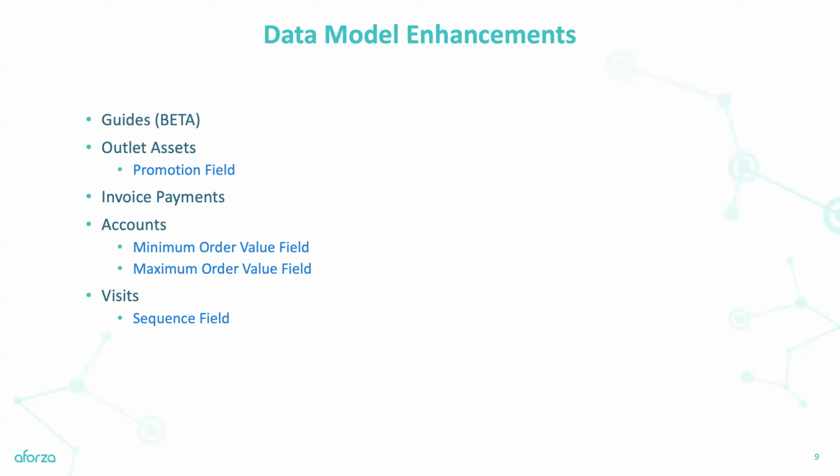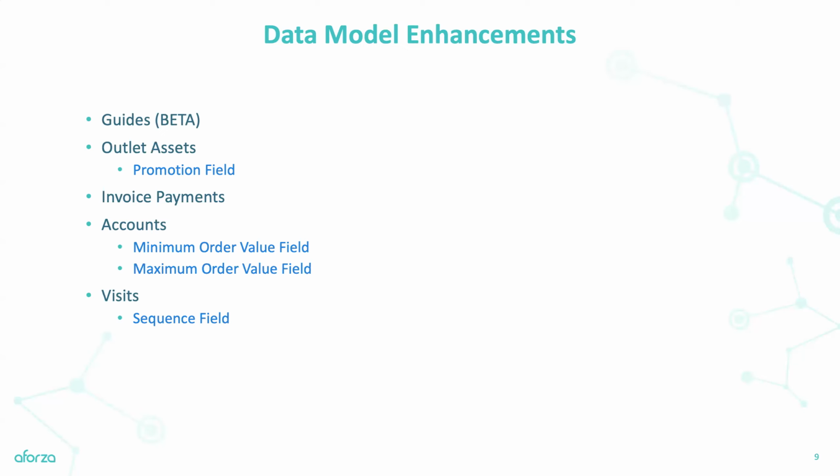So later on in the presentation, I'm going to show you how you can now make a payment against multiple invoices or credit notes simultaneously. And this new invoice payments object actually tracks when a payment has been made against those multiple invoices. On the account object, we've added the minimum and maximum order value fields. So this is for tracking if you have customers that can only order up to a maximum value as part of a single order, and also minimum order value as well.